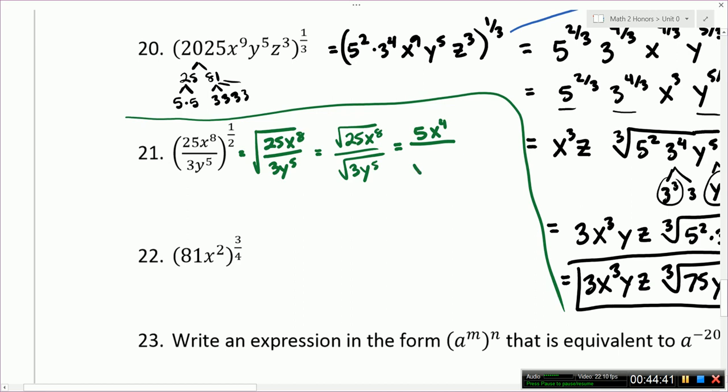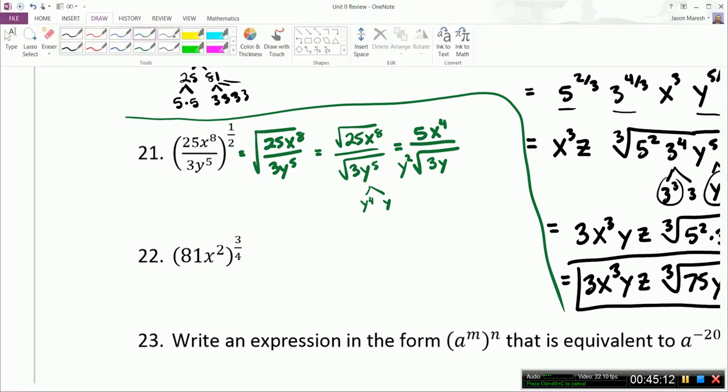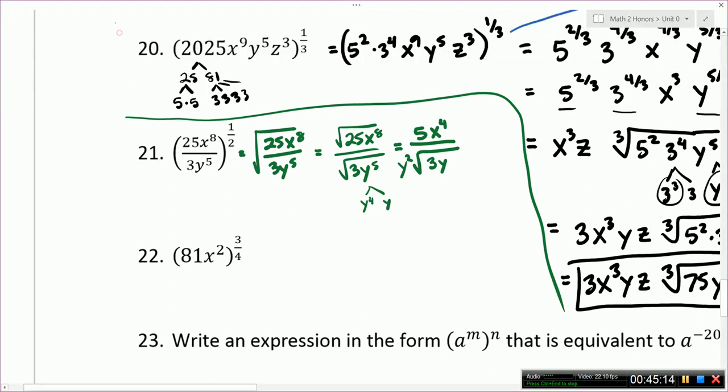The denominator, we could simplify a little bit. We're looking for pairs. We have y to the 5th already. Split that up to y to the 4th times y. And y to the fourth, we can take the square root of y to the fourth, that's y squared. And we're left with the 3y underneath. It's your choice if you want to simplify now or later. Usually if you simplify first, you do a little less work. Gotta get rid of that square root though.